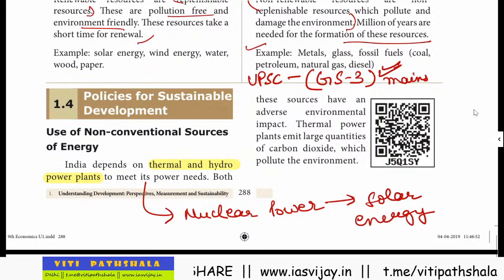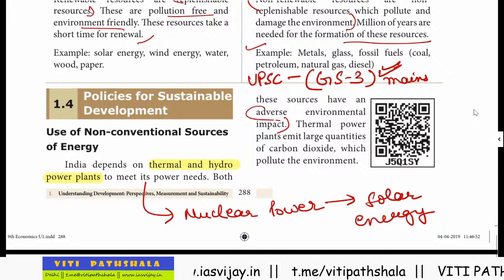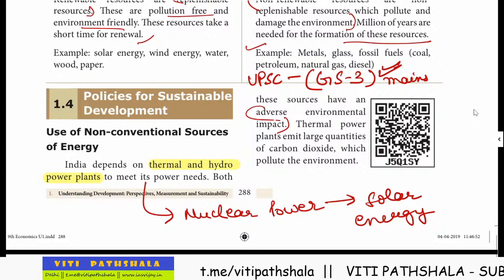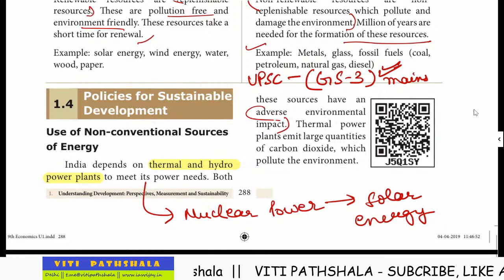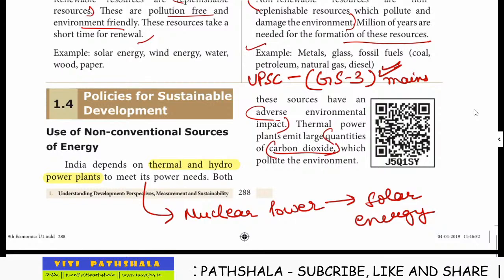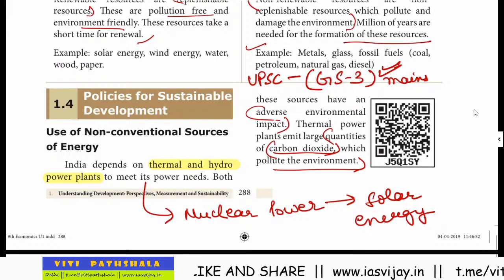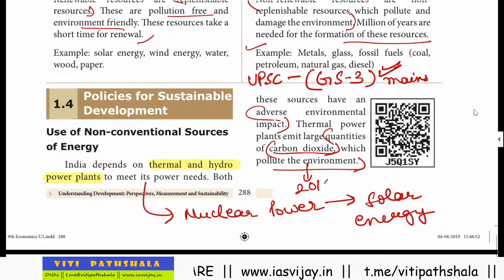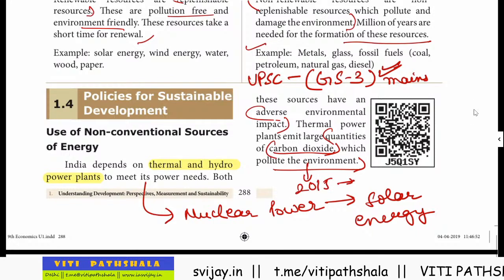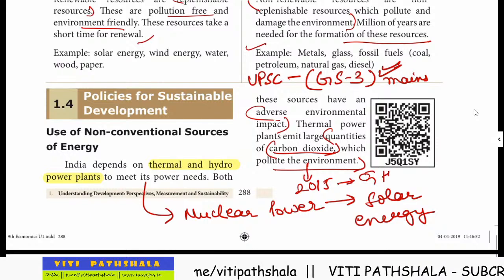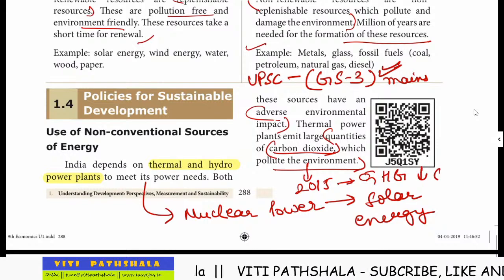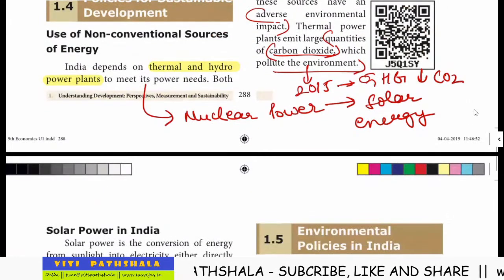Both these resources have an adverse environmental impact. Thermal power plants emit large quantities of carbon dioxide, which pollute the environment. Now, the Paris Agreement, that is the 2015 meeting. These are related to greenhouse gas emissions and how to lower down the carbon dioxide.